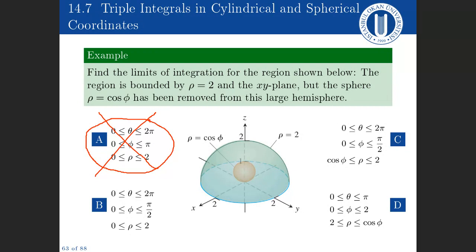Let me give it another hint. Look at D. D says that 2 is smaller than cos phi, but cos is always between -1 and 1. We can't have that cos is bigger than 2, so it's not D. So we're going to have 50-50. Is it B or is it C?